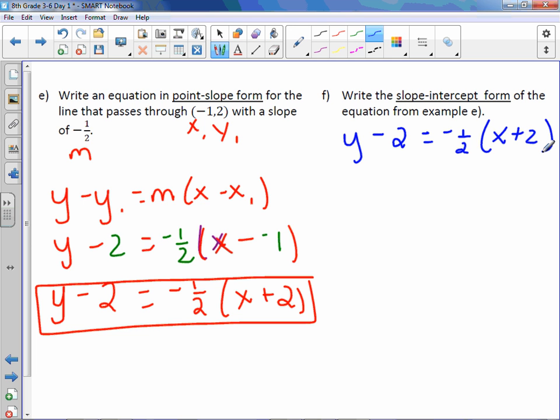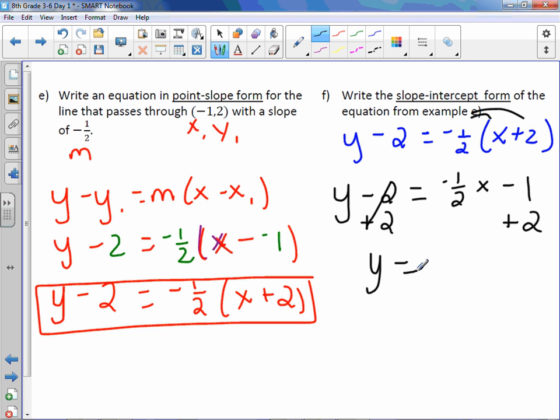Distribute the negative 1/2 to start us off. So y minus 2 equals negative 1/2 x. And then negative 1/2 times 2 is actually negative 2 over 2, or negative 1. Add 2 to both sides to get y by itself. And we get y equals negative 1/2 x plus 1.